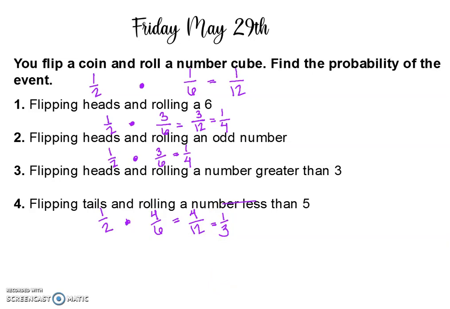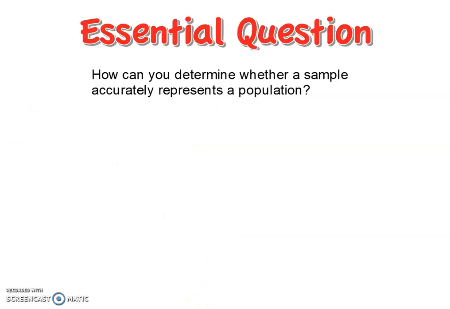All right, I hope you have 10.6 notes in front of you. If you don't, they're available on my website and are not required, but it's a nice resource to have if you do have them. Here's our essential question. How can you determine whether a sample accurately represents a population?